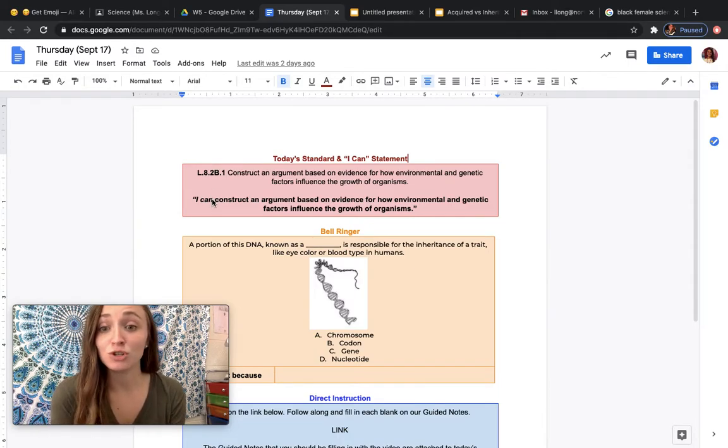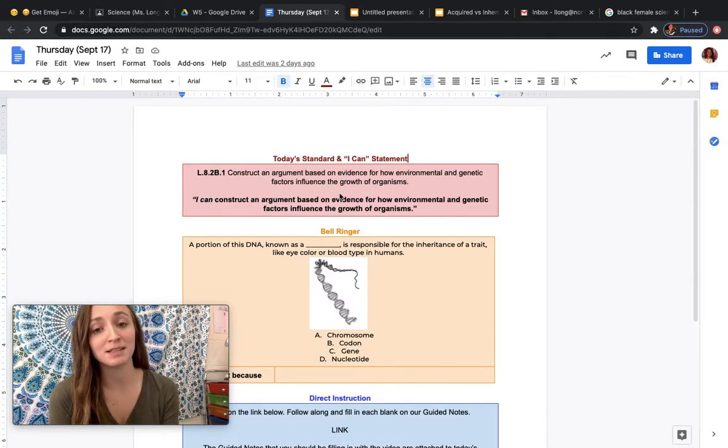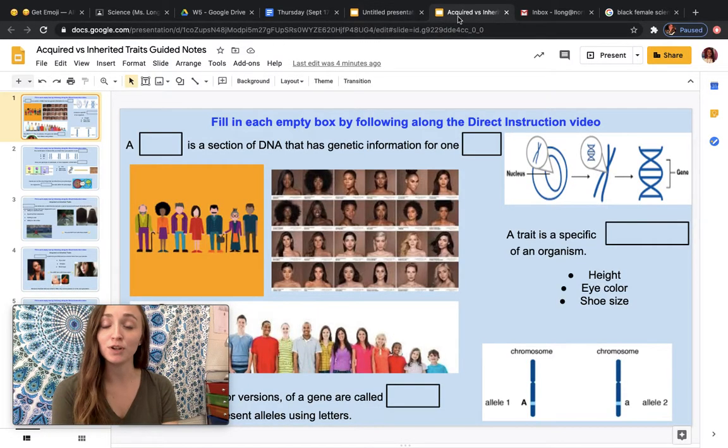By the end of the day, you should be able to construct an argument based on evidence for how environmental and genetic factors influence the growth of organisms. Well, what does that mean? We're going to find out. You should have already done your bell ringer and you should have your guided notes pulled up so you can fill in as I go.